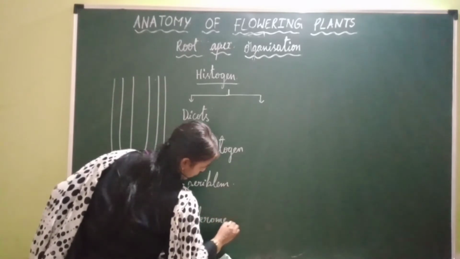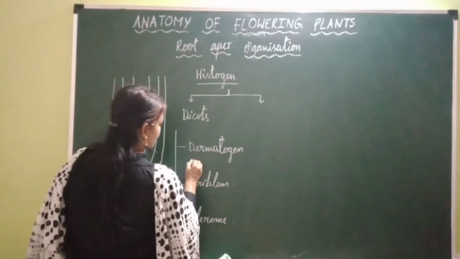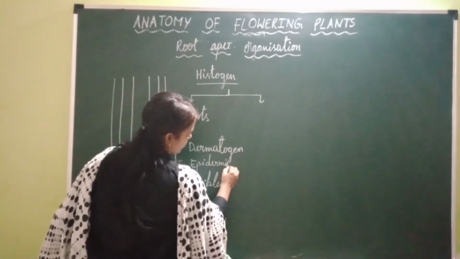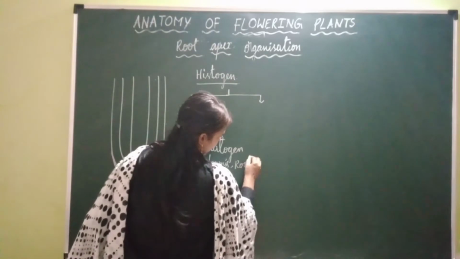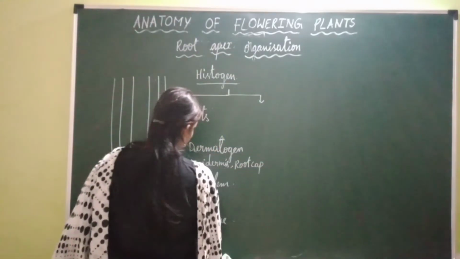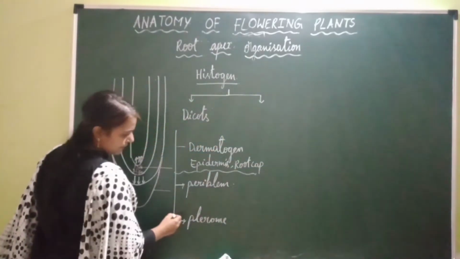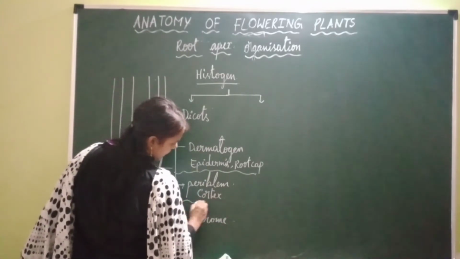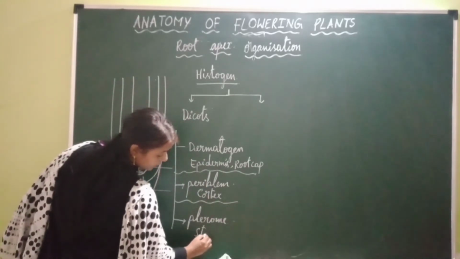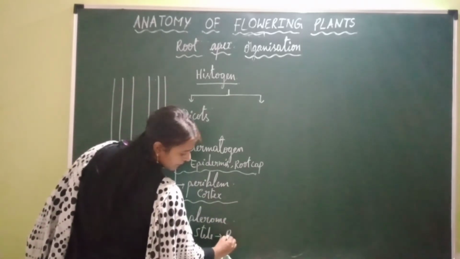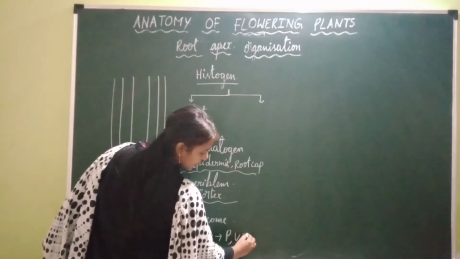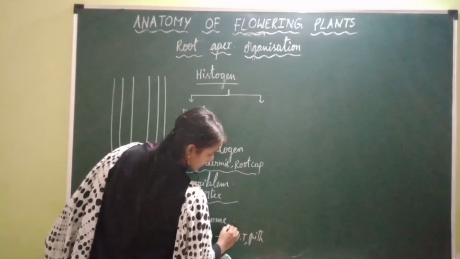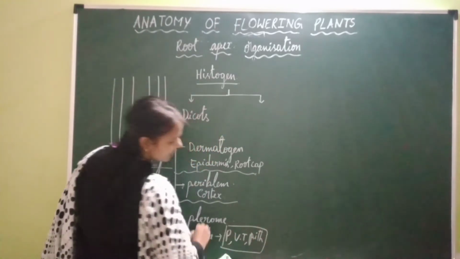This dermatogen forms epidermis and even root cap. Root cap is also formed by dermatogen. The next layer, periblem, forms cortex, whereas plerome forms stele. Stele includes what? Stele includes pericycle, vascular tissues, that is xylem and phloem, and pith. All these together are called stele.